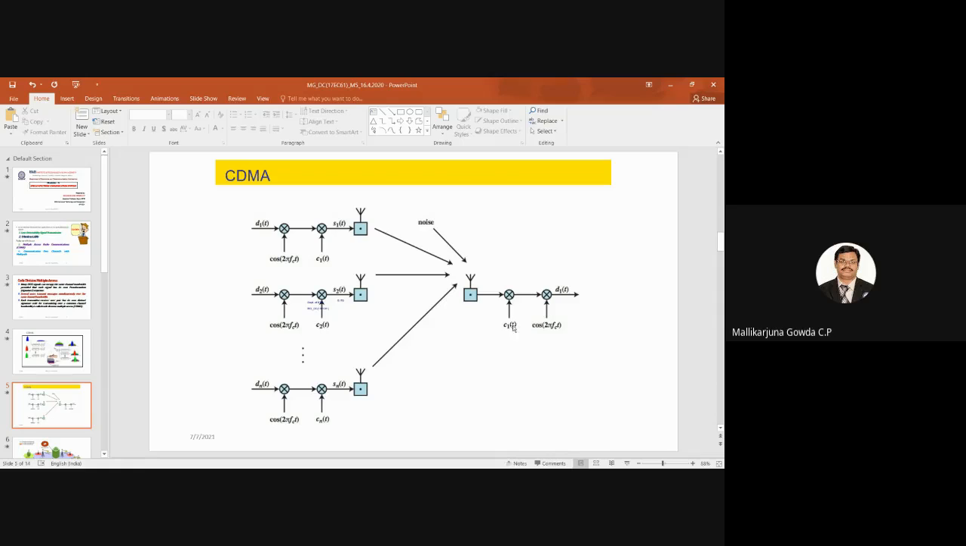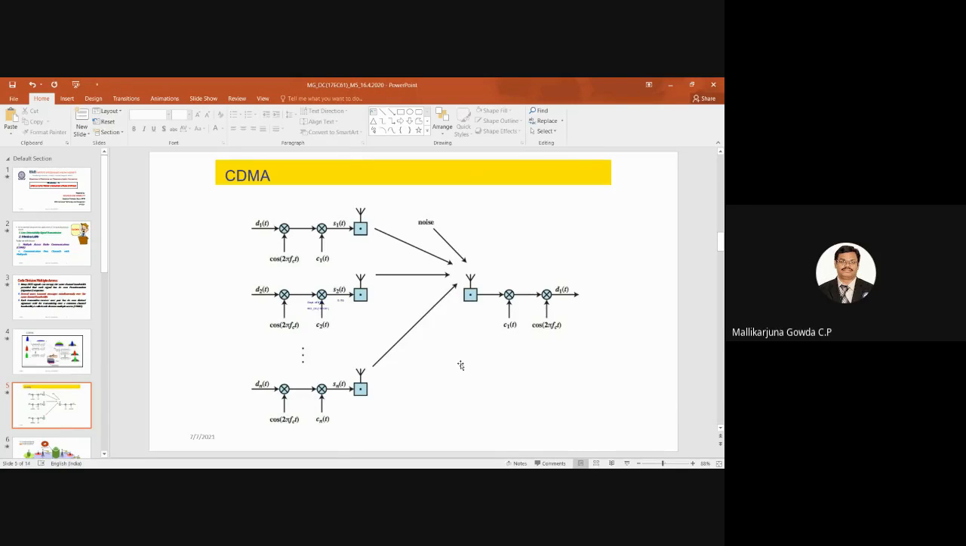Whoever uses C1 of t will be able to get back the signal D1 of t. In the same way, it can be done for other users also. To get the information D2 of t, I need to use C2 of t, despread, then demodulate. This is the correlator. Only the product modulator is shown, then the further circuit will be there. Here, of course, only FC is written. The modulation technique will be different, meaning different carriers will be there.